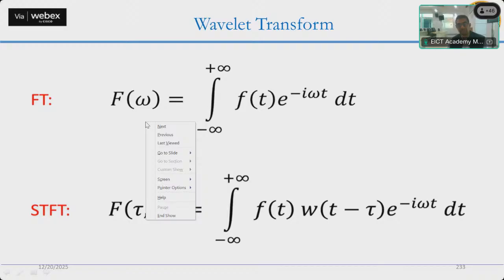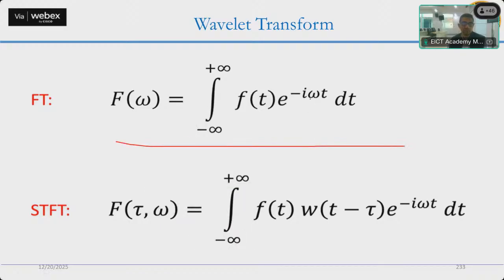So what is actually happening in the Fourier transform? We are basically representing our signal in the form of complex exponentials. What is happening in the short-time Fourier transform? Not only are we taking it in the time domain, but we also take the shifted version. This is also called the window.